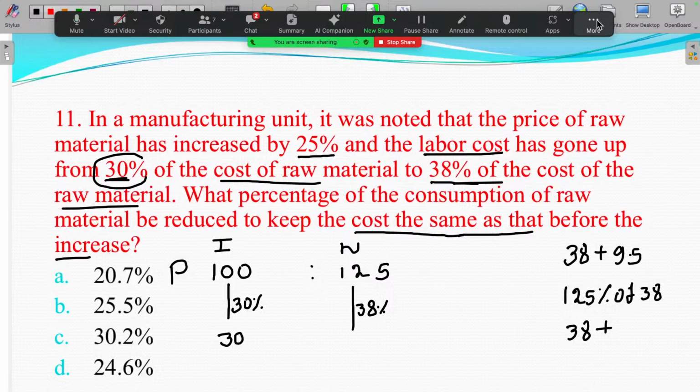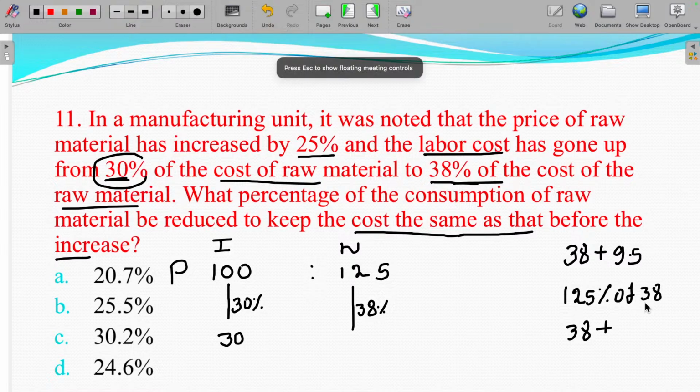Now tell me how to calculate what is 25% of that number. Sir, 38 divided by 4. Yeah, 38 divided by 4 you can also do it. Good. Otherwise, 2 times of that will be 9.5. Yes or no?